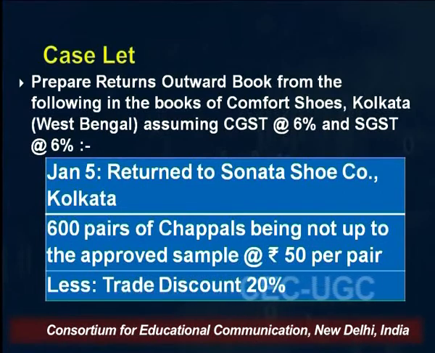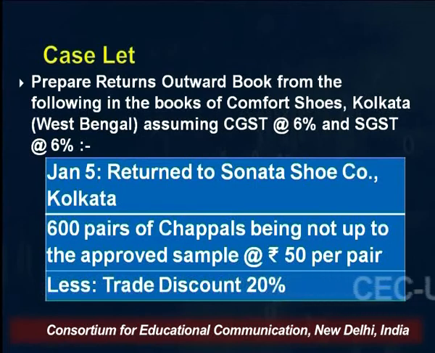So the name of the company which we are actually going to prepare the book for is Comfort Shoes, right? Please read carefully where they are based. They are based in Kolkata, West Bengal. They say assuming CGST 6% and SGST 6%.